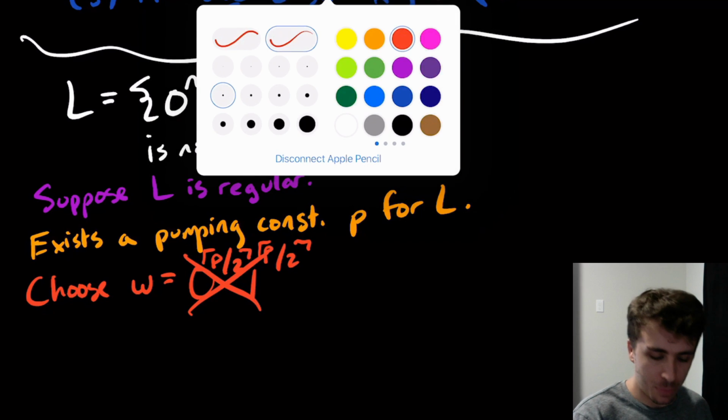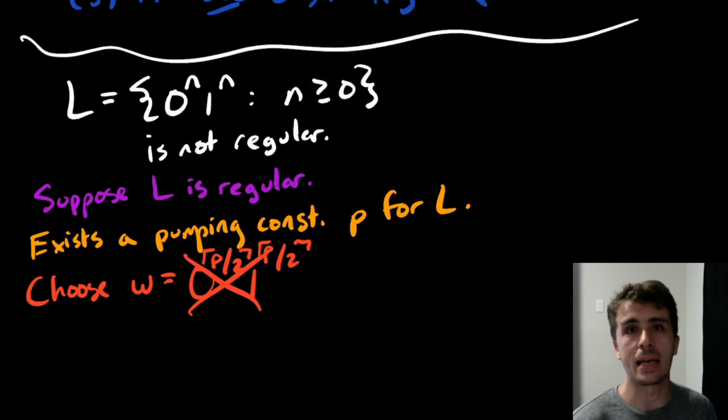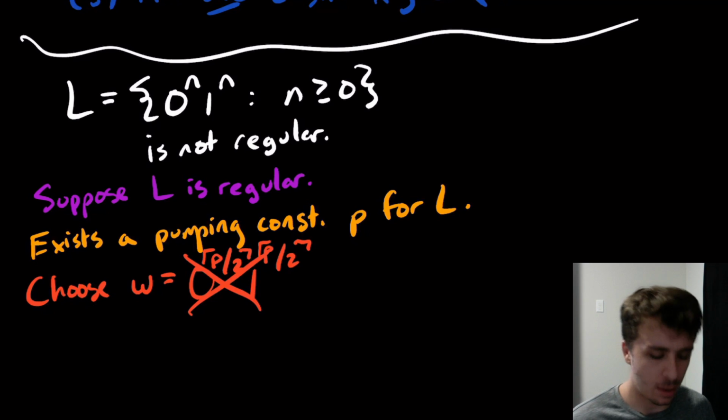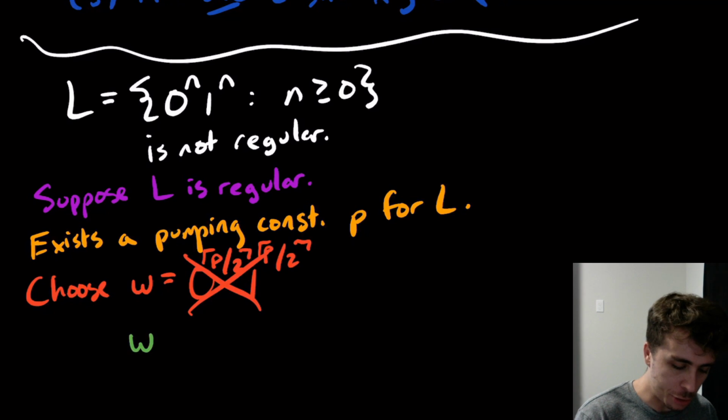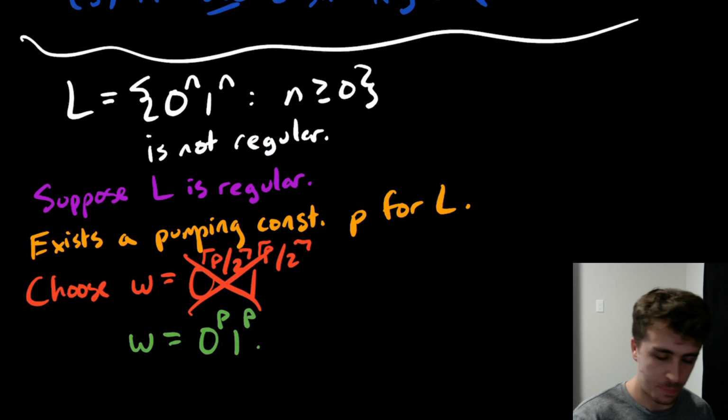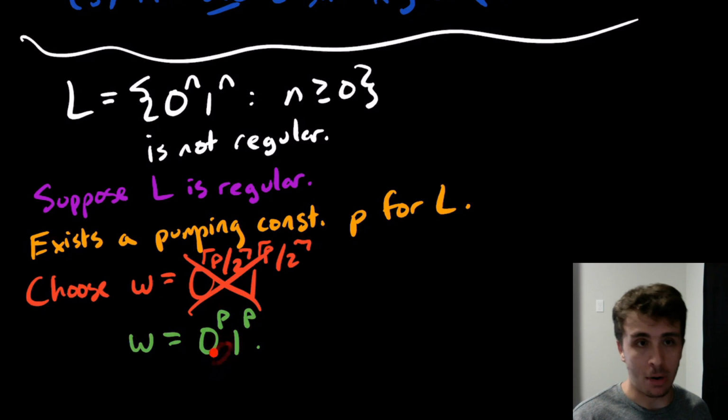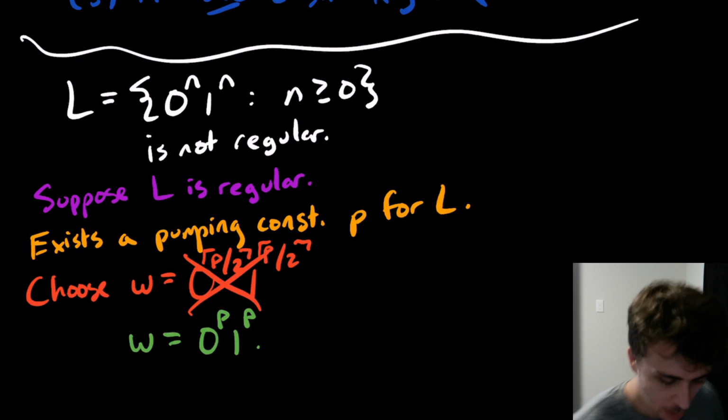It's just that if you pick a string in the language of length at least p, it's not guaranteed to work. A much better string is 0^p 1^p. And that avoids that problem because all of the first p characters are exactly the same. And we'll see why we want all the characters to be the same in a second.